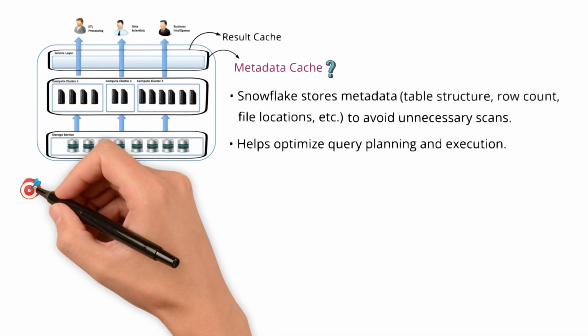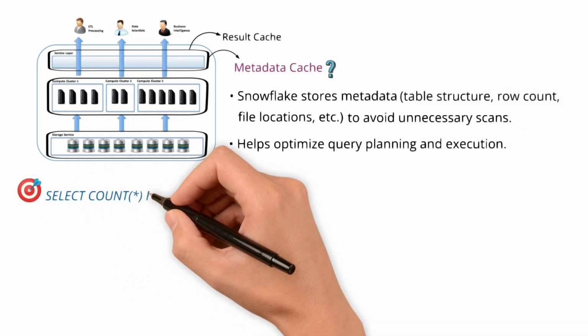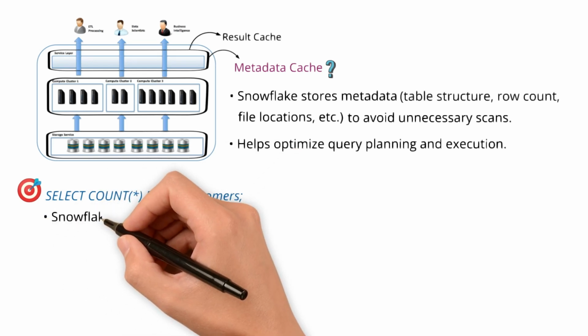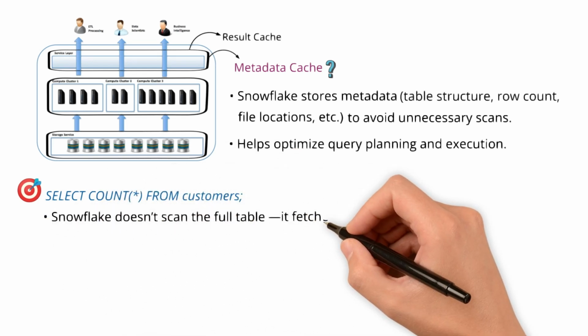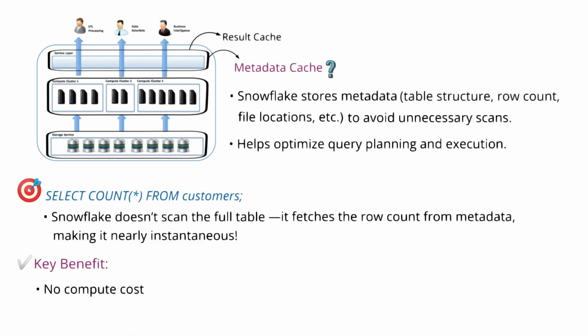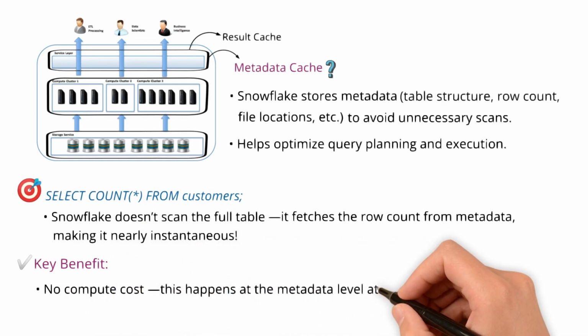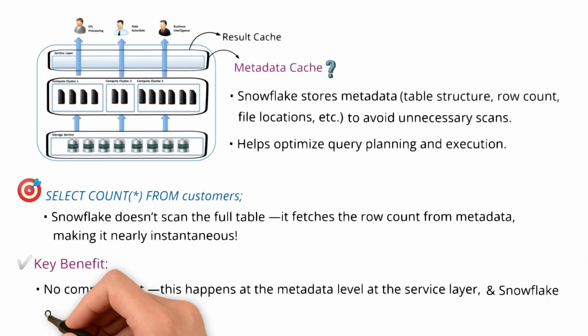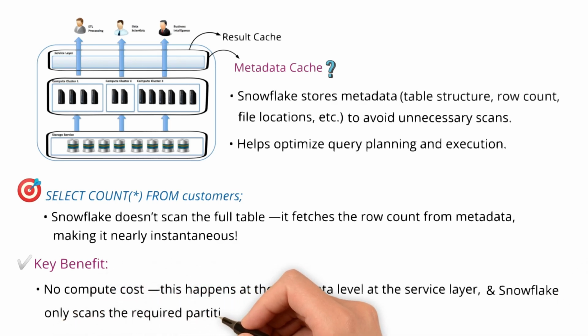Say for example, running SELECT COUNT(*) FROM customers. Snowflake doesn't scan the full table. It fetches the row count from metadata, making it nearly instantaneous. So the key benefit? No compute cost again. Because this happens at the metadata level, that is at the service layer, and Snowflake only scans the required partitions.